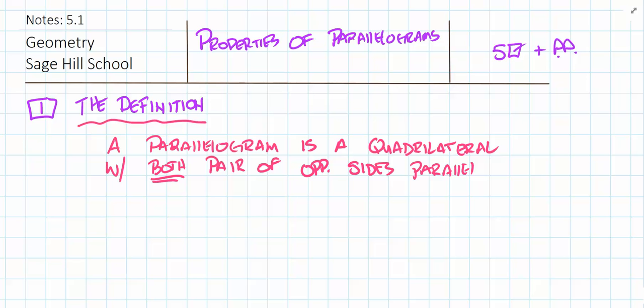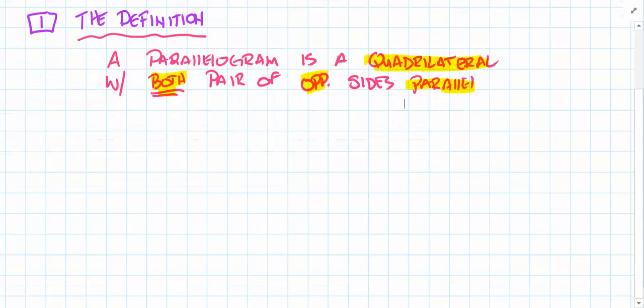What's quadrilateral mean, you guys? A figure that has four sides. Quadrilateral means a figure that has four sides in which both pairs of opposite sides are parallel. So let me give you a rough drawing of a parallelogram. This right here is a parallelogram.